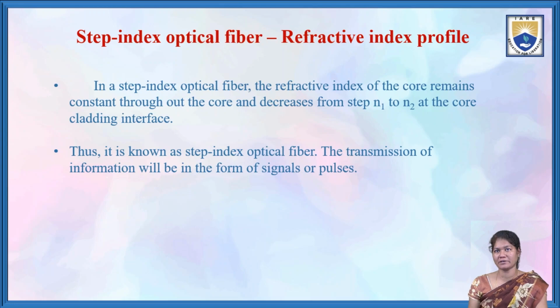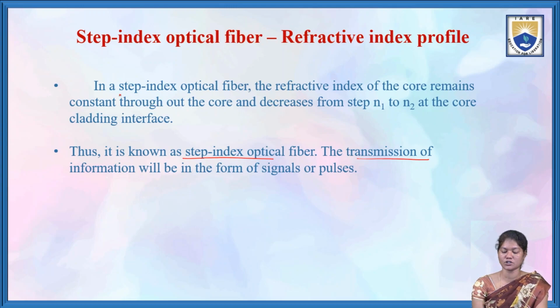Step index optical fiber, refractive index profile. In a step index optical fiber, the refractive index of the core remains constant throughout the core and decreases from step N1 to N2 at the core cladding interface. Thus, it is known as step index optical fiber. The transmission of information will be in the form of signals or pulses.